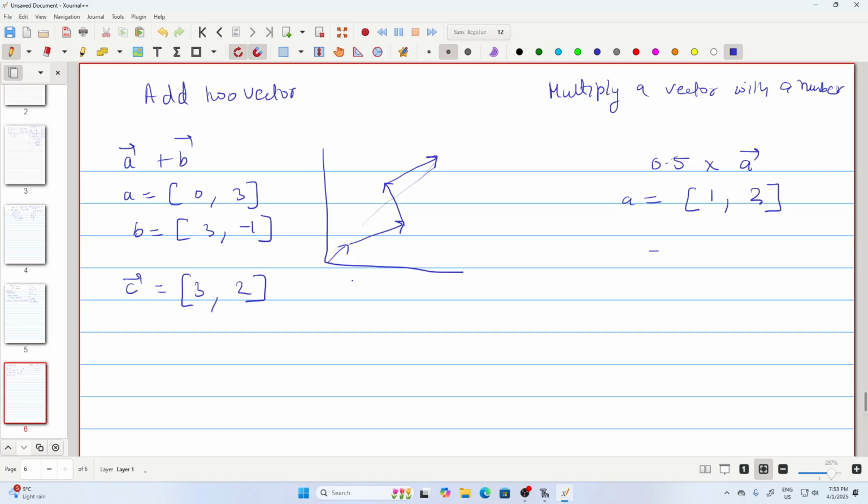You multiply 0.5 with 1. How much do you get? You get 0.5. And similarly, you multiply 0.5 with 2, how much will you get? 1. So you get (0.5, 1). And what does that look like when you make the graph?